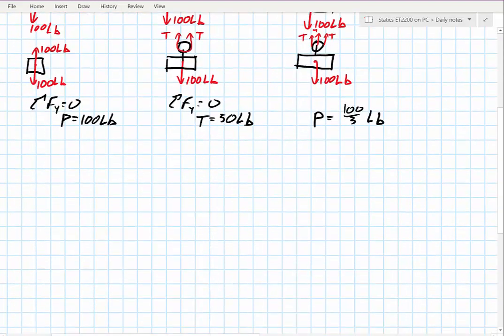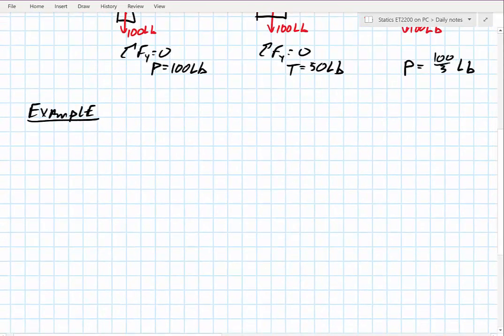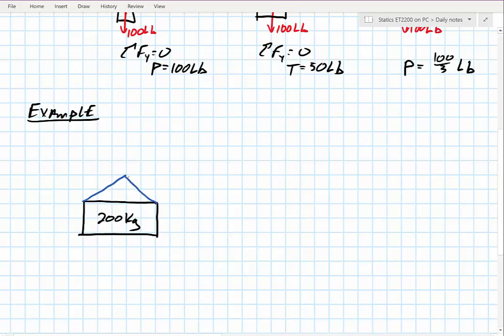All right, so let's look at a real example. Let's say that I have a crate of some sort down here, and I know the mass of the crate is 200 kilograms. I'm supporting this crate with a couple of cables that are coming up here, and that is going to be attached to some kind of pulley wheel.